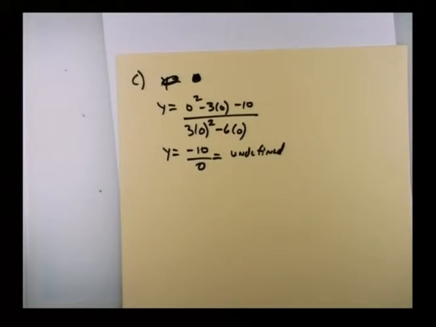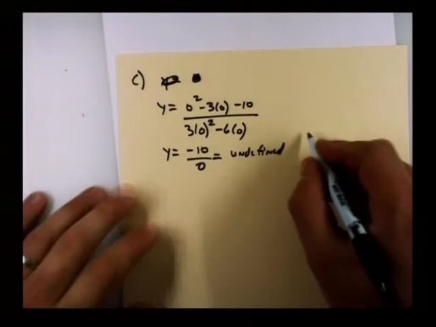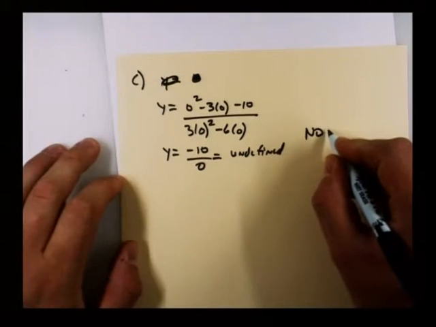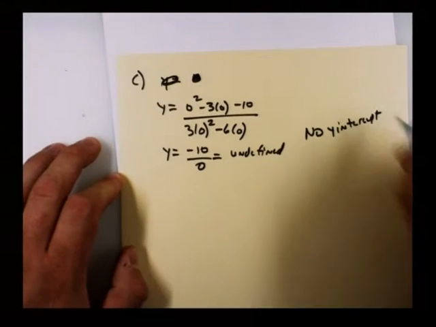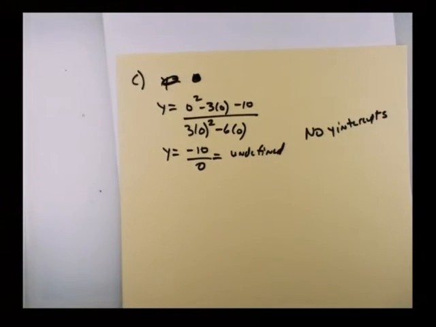It's because 0 is not a member of the domain. Therefore, there are no y-intercepts. In other words, there's not a number you could plug in at x equals 0 and get the solution out.